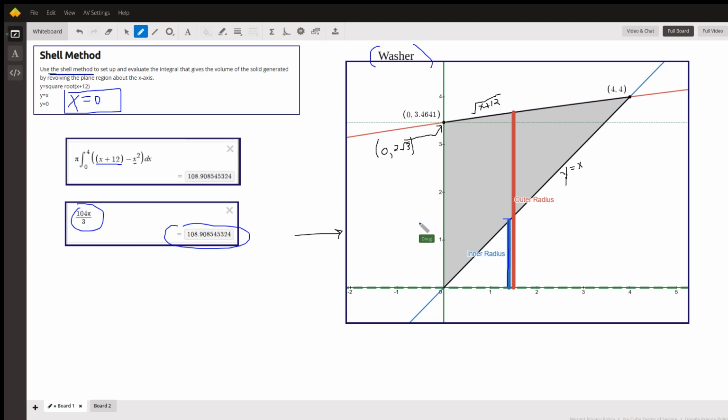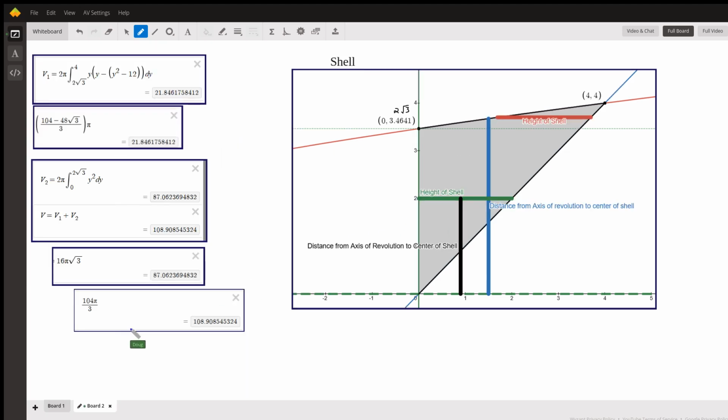Using the shell method, it's quite a bit more complicated. You see this light dashed green line here? That divides this region into two parts. We're going to see that a typical shell for this region looks like this, but a typical shell for below that green dashed line looks like this. So let's go to the board too and see what that looks like.